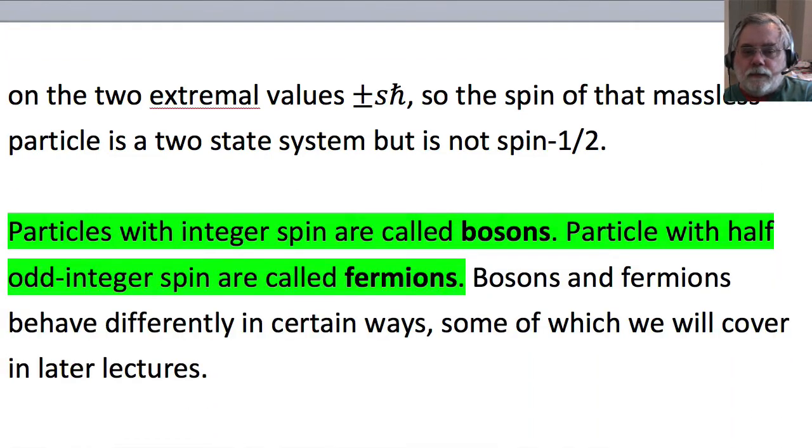Particles with integer spin are called bosons. Particles with half odd integer spin are called fermions. Bosons and fermions behave differently in certain ways, some of which we will cover in later lectures.